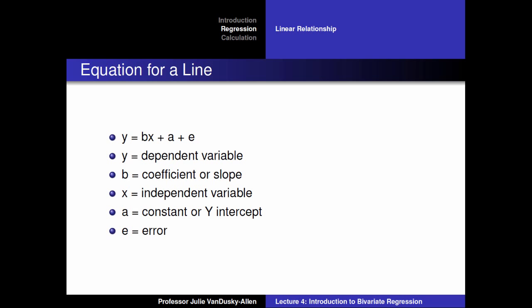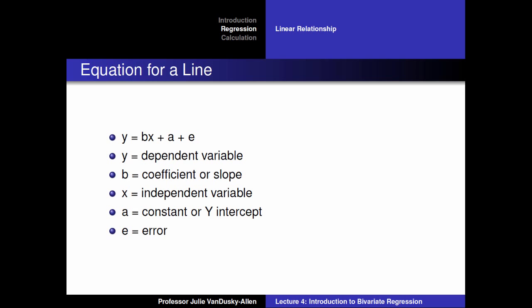You will calculate a similar equation for a bivariate regression. However, we will make a few modifications. First, we will refer to our y as the dependent variable. We will refer to b, the slope, as the coefficient. We will refer to x as our independent variable. We will refer to a, the y-intercept, as our constant. And we will include an error term in our models.